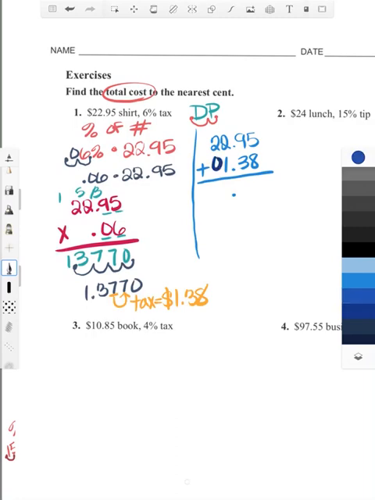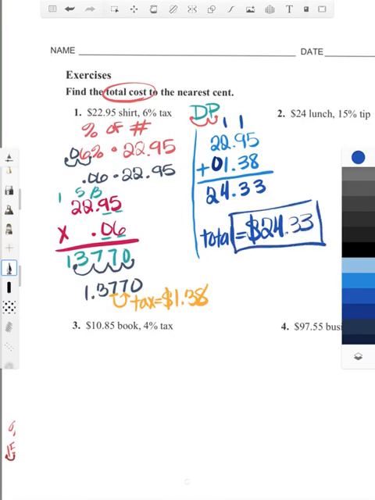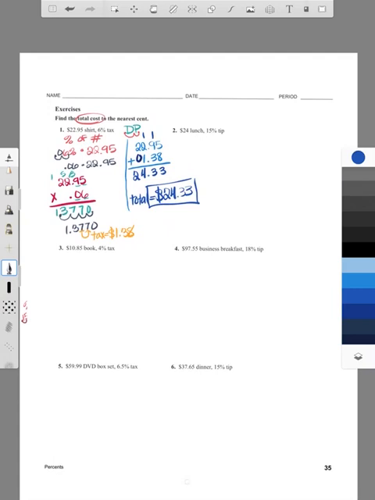So 5 plus 8 is going to give me 13. Carry the 1 here. That's going to give me 13 again. 4 here, and then I have 2. So now we know our total is going to equal $24.33. So that's all there is to it on that one. And then we'll do one more.